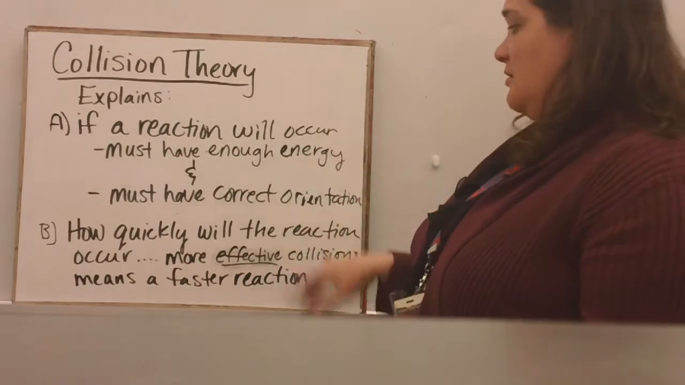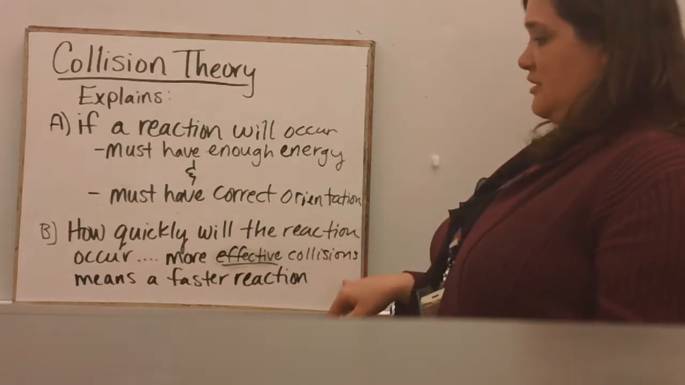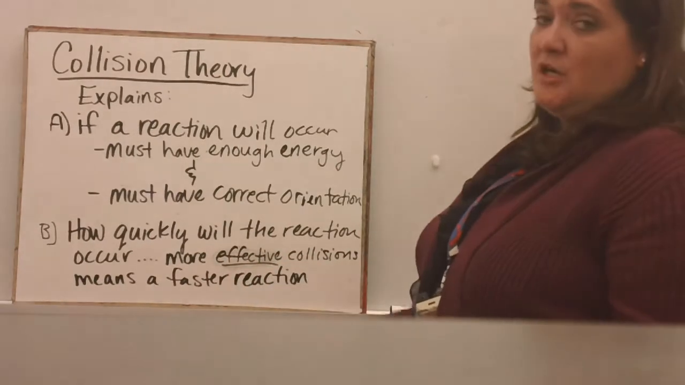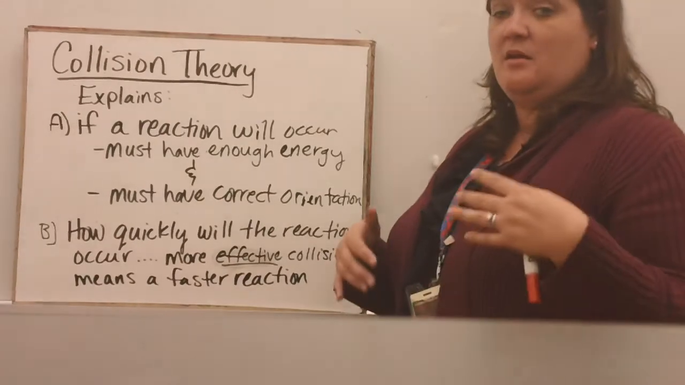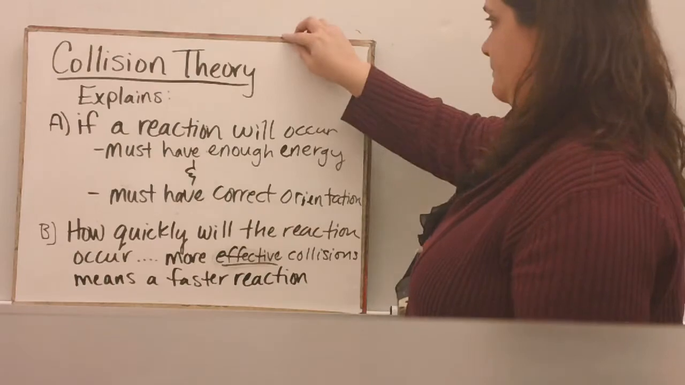The collision theory also tells us how quickly the reaction will occur. So the more effective collisions means a faster reaction. So the more things that we can do to make more collisions will make the reaction go faster.